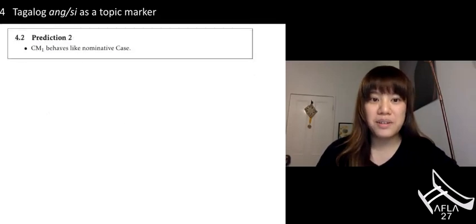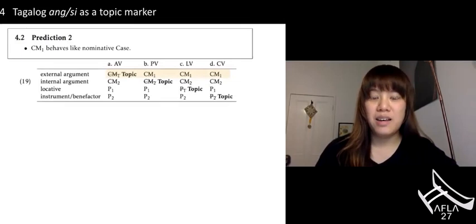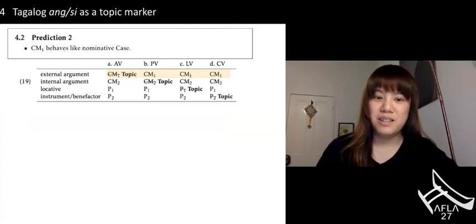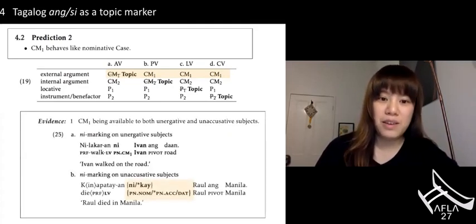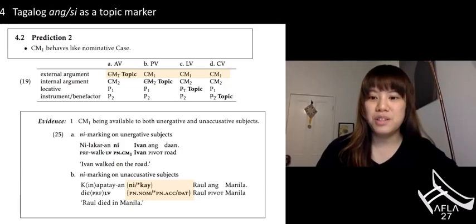Okay. So the second prediction is that we might be able to find some case marking that looks like a subject marker in Tagalog. And I'm arguing that what is traditionally analyzed as inherent ergative case actually behaves typically as a nominative case, which is the CM1, which you can see in this table. So the first piece of evidence for this traditionally ergative marking as nominative comes from the fact that it is available to accusative subjects, as in 25B.